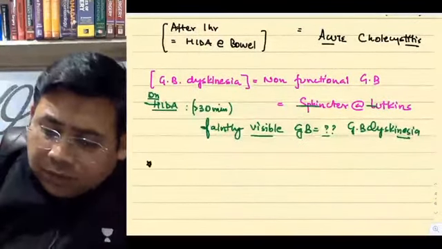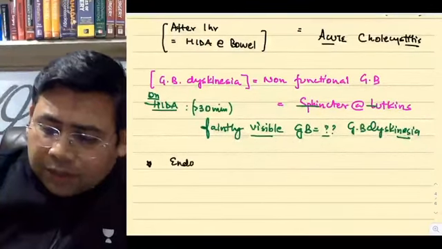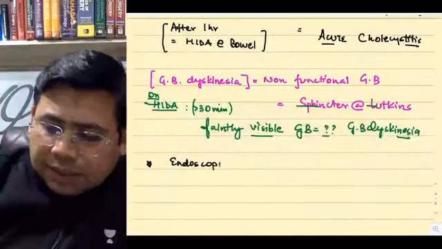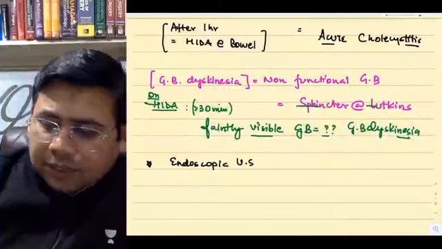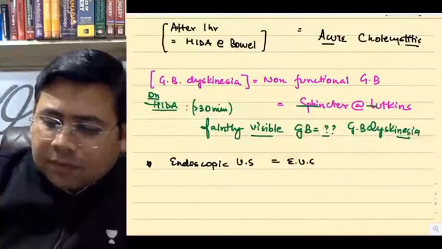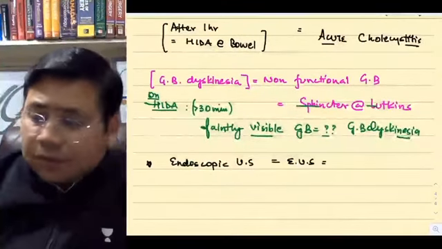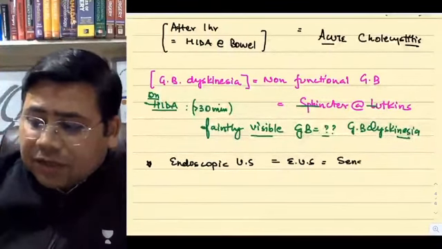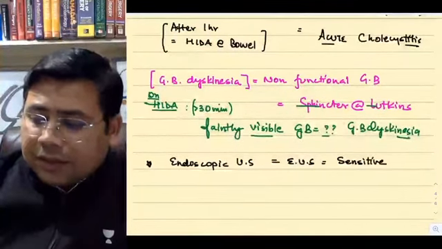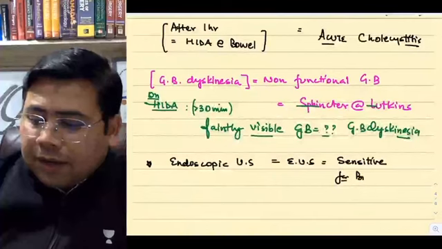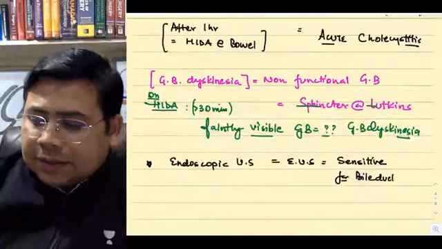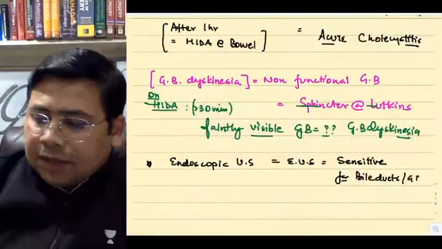Everyone, is that clear? Apart from this, there is one more investigation which is very sensitive. Do you know? Endoscopic ultrasound, that is EUS. EUS is also a very sensitive investigation for hepatobiliary tree. Sensitive for bile ducts, gallbladder and pancreas.